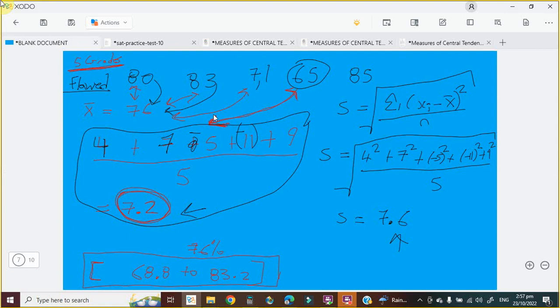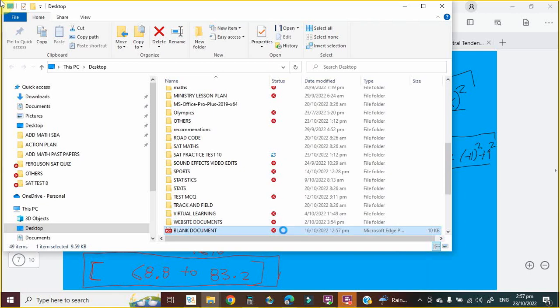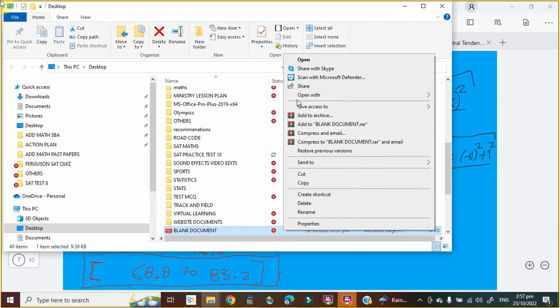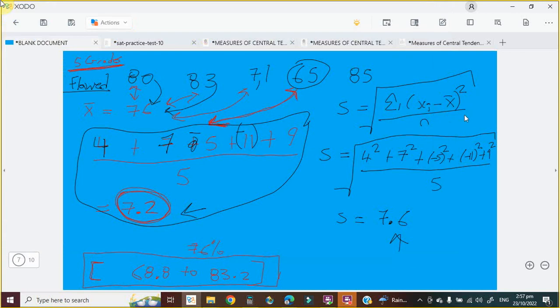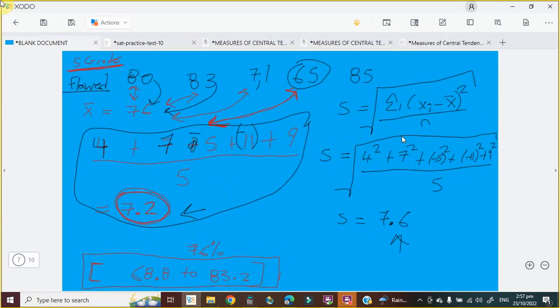So by the way, that table is group data, right? Since it's group data, which of the standard deviation formulas are we going to use? Very good. We're going to use the one with the frequency in it.